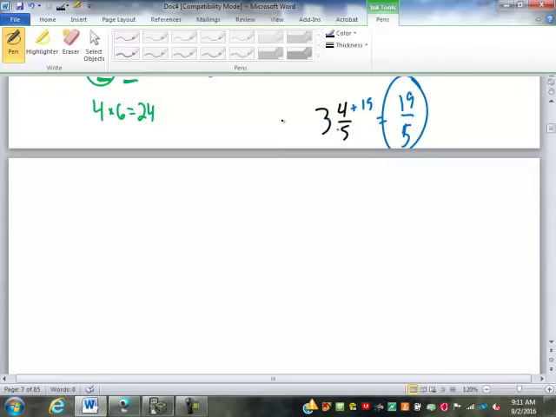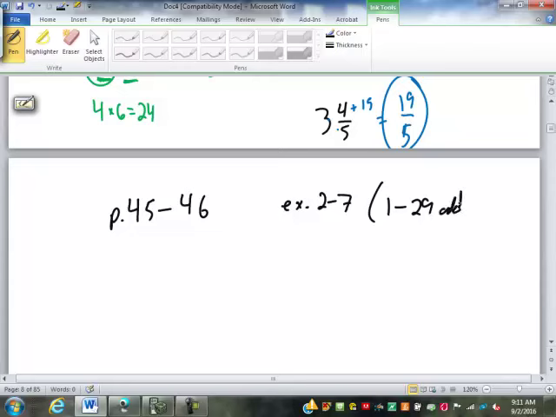So to finish you guys off for the day, we're going to be looking at page 45 through 46. Exercise 2-7, problems 1 through 29, the odds.